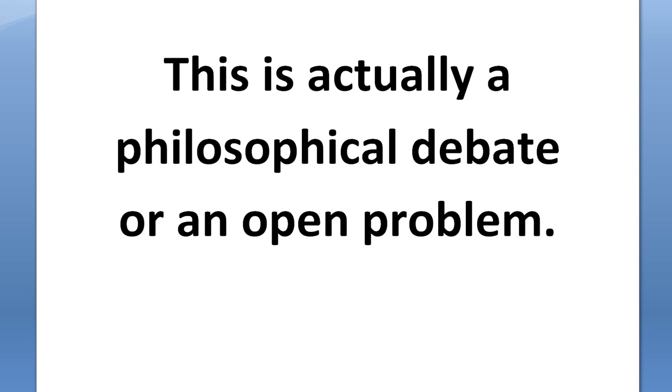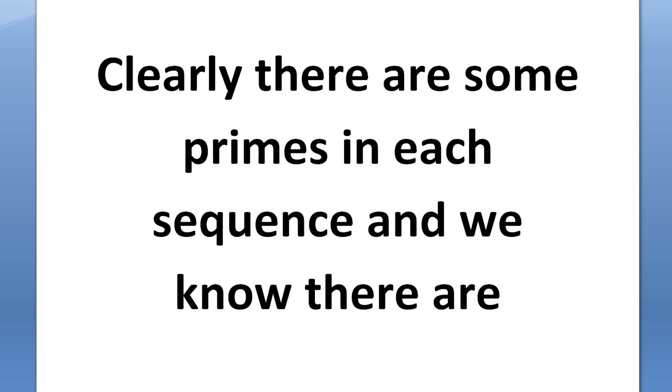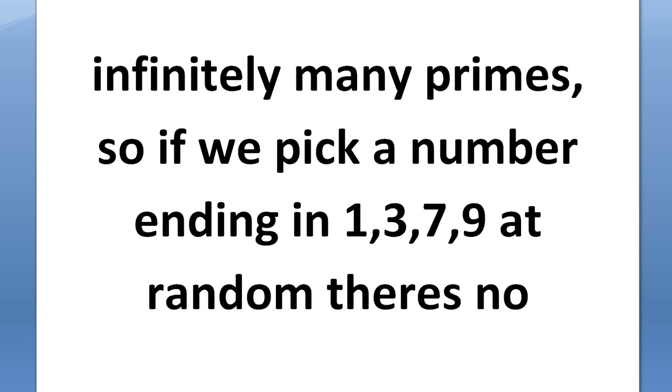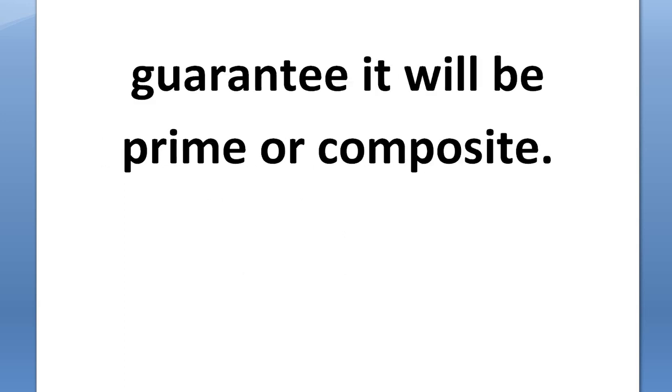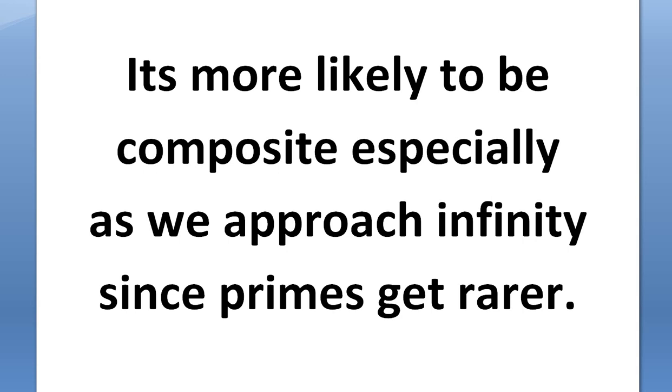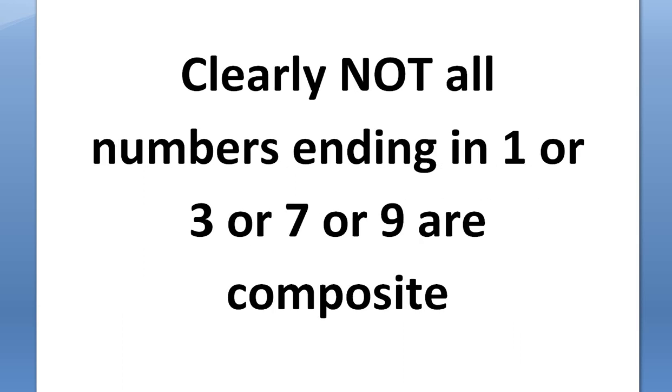So this is actually a philosophical debate or an open problem. Clearly there are some primes in each sequence, and we know there are infinitely many primes. So if we pick a number ending in 1, 3, 7 and 9 at random, there's no guarantee it will be prime or composite. It's more likely to be composite, especially as we approach infinity, since primes get rarer.